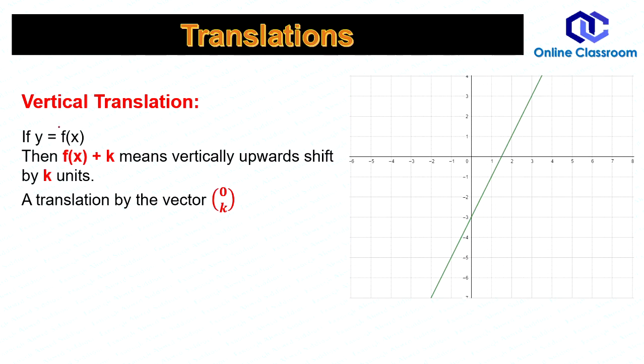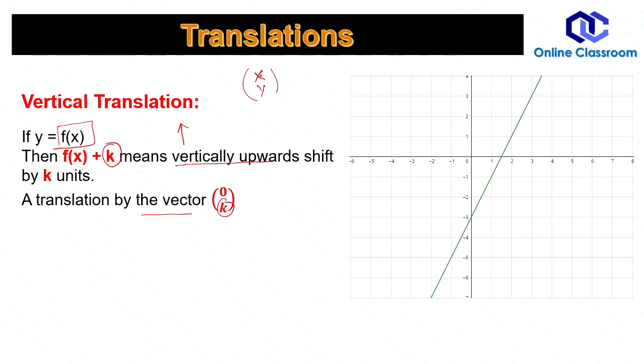Now suppose I have function f(x). Any function, that can be linear. I've shown a straight line, linear here, or any function. If you're adding something to the function, just a constant part being added to the function, this shows the vertical shifting upwards, positive shifting upwards. And in case of the vector representation, you write 0 because 0 shows x is 0. There is no movement horizontally right now, and just movement vertically. This part is x and this part is y.